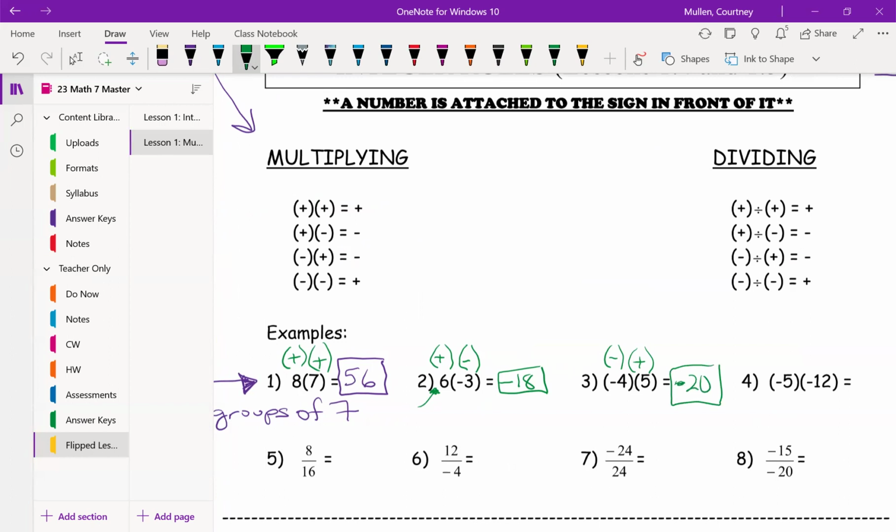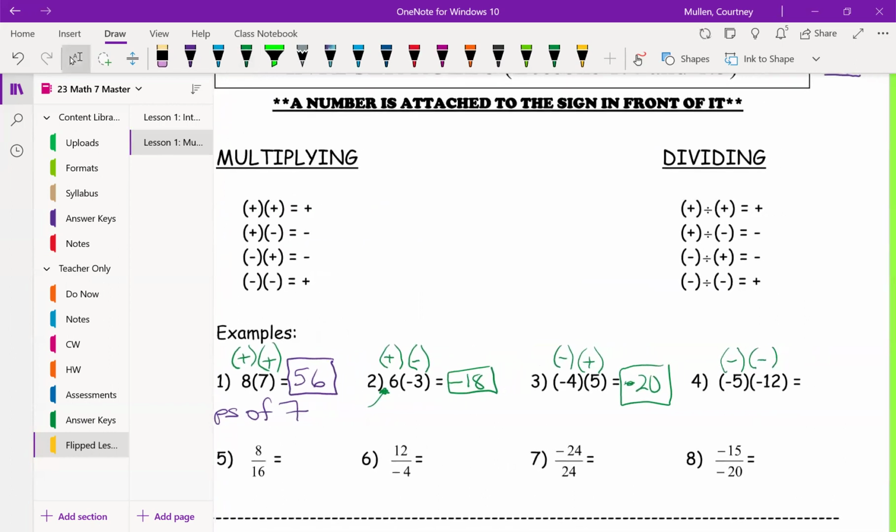And just one more example here. What's the sign on the 5? Well, a number is attached to the sign in front of it. So that 5 has a negative sign in front of it. So it's a negative. And the sign on the 12, same idea, also a negative. A negative times a negative is a positive. And 5 times 12 is 60. So the product is positive 60. You don't have to put that plus sign in front. You can write it without, and that still signals a positive 60.